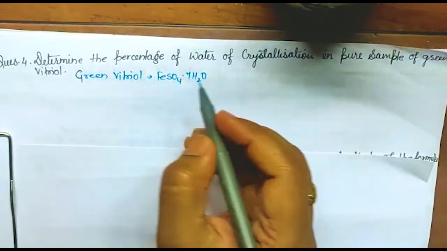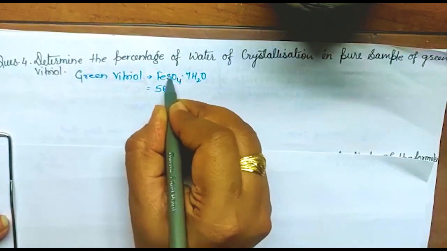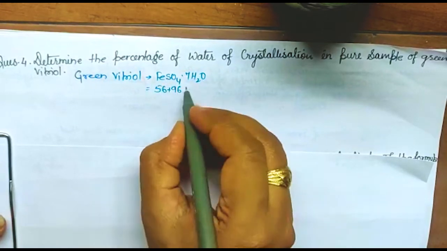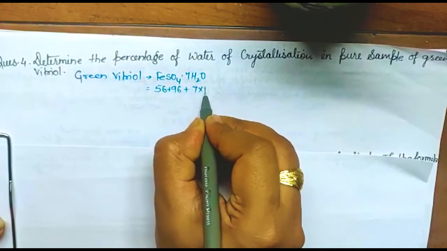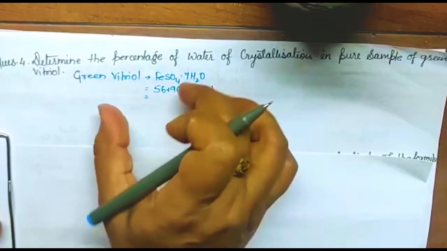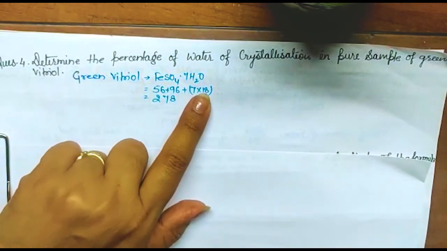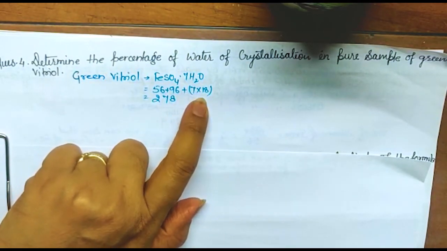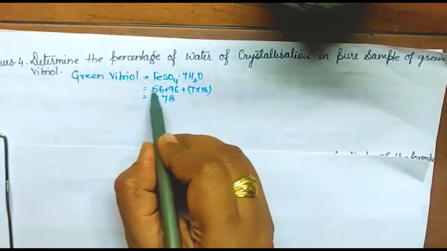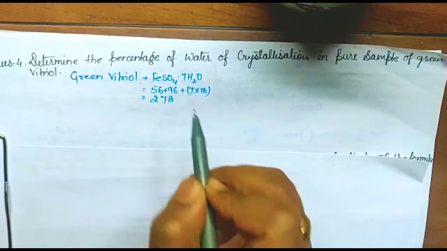So first you have to find the total weight. Fe is 56 and SO4 is 96, so I can write directly 96, plus 7 into 18. You should learn this total; if you don't remember, you can find it, but I know it, so I am writing 278. You will multiply this: 18 7s are 126, isn't it? And this becomes 152, and this is 126. So 152 and 126 make 278, isn't it?